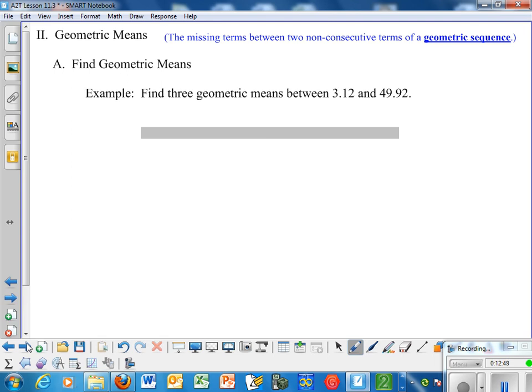Alright, then we get into geometric means. Very similar definition. It's the missing terms between two non-consecutive terms of a geometric sequence. Similar to what we had with arithmetic means. You're finding the blanks in between two given terms. And they're telling us it's geometric, okay, and we're finding 3 in between.